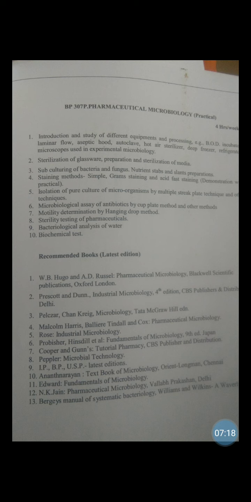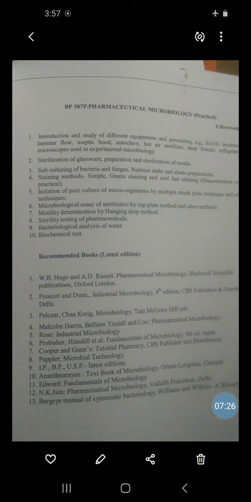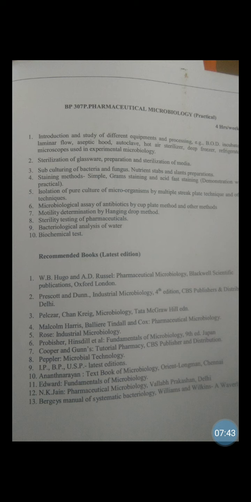Then take carbol fuchsin stain and overflow the smear with it, then heat the slide from below till steam rises, at least for 5 minutes. But do not boil the stain, and also ensure that the stain does not dry out. Care should be taken during heating.